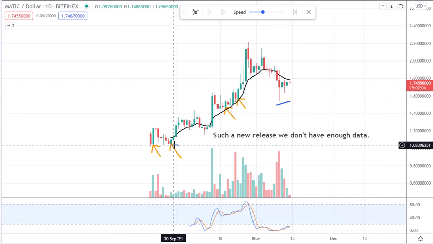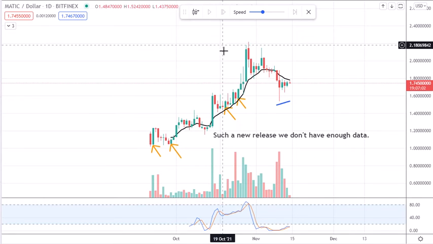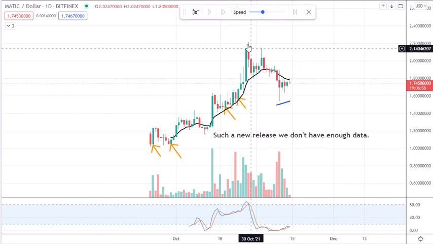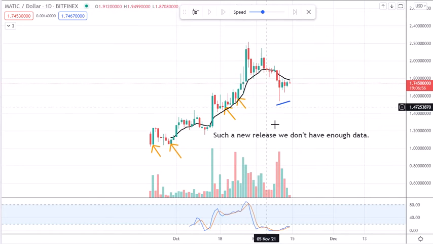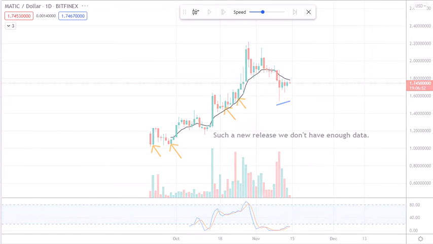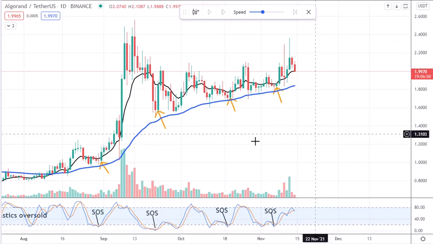So another thing to do is look at price. So that's $1.03, and then we're buying up here to $1.60. It's starting to get a little bit high. Up here we've got $2.20. So yeah, such a new release, we don't really have enough data. Let's have a look at the next ones.